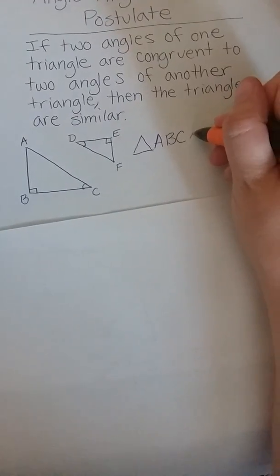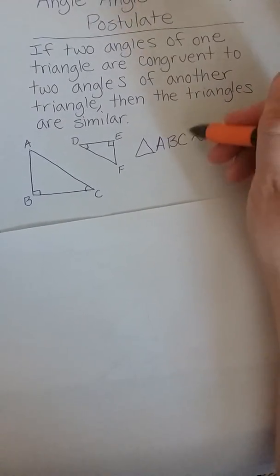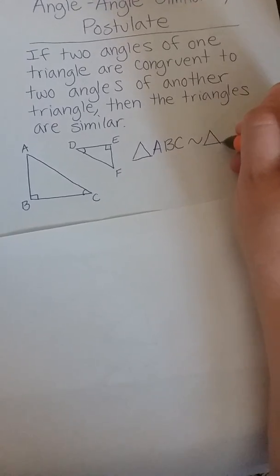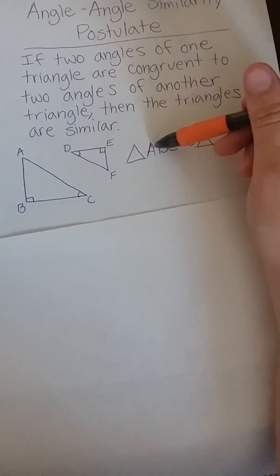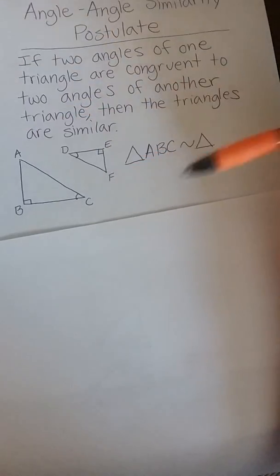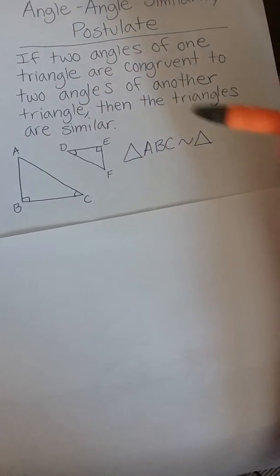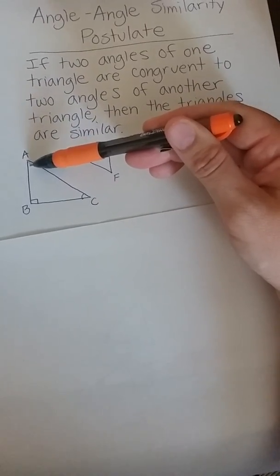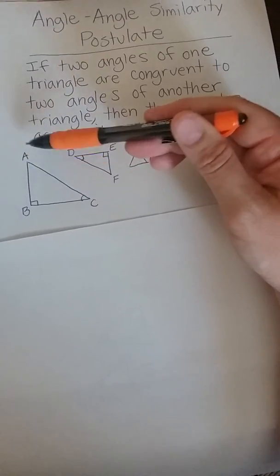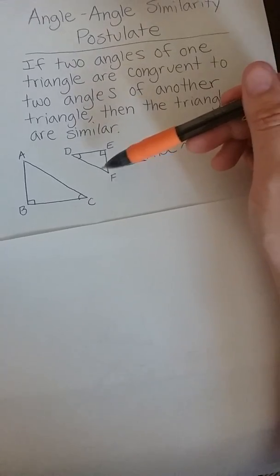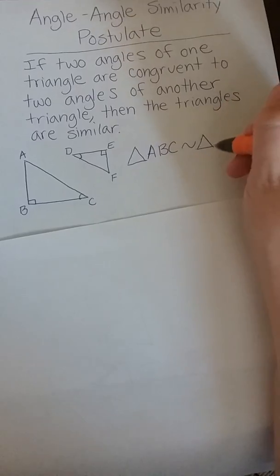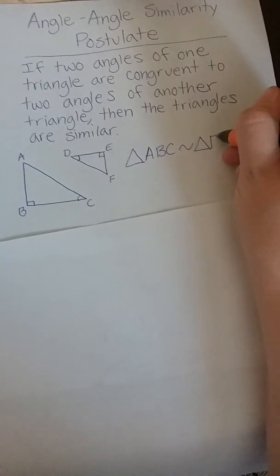is similar, I use this little symbol to mean similar, to triangle, and now I have to be careful how I name it. I need my angles that match up to be listed in the same order in my similarity statement. So angle A here, you'll notice, has no symbols on it. It's unmarked. It needs to be in the same place that F is, because F is our unmarked angle in this triangle. So I'm going to say F.